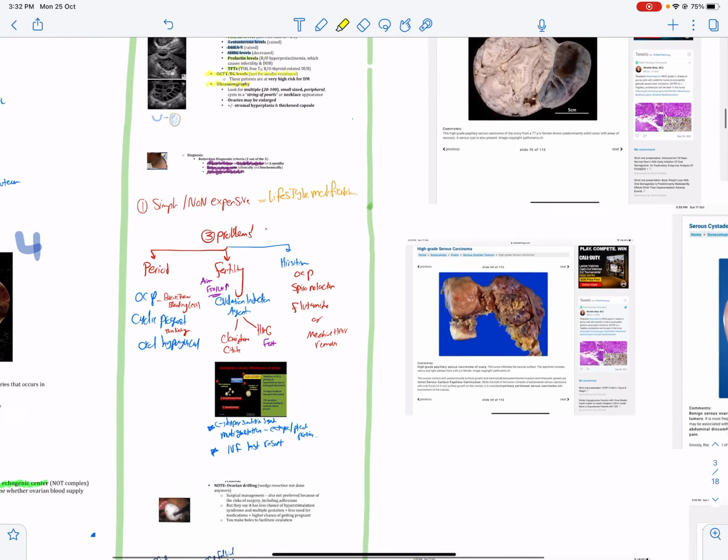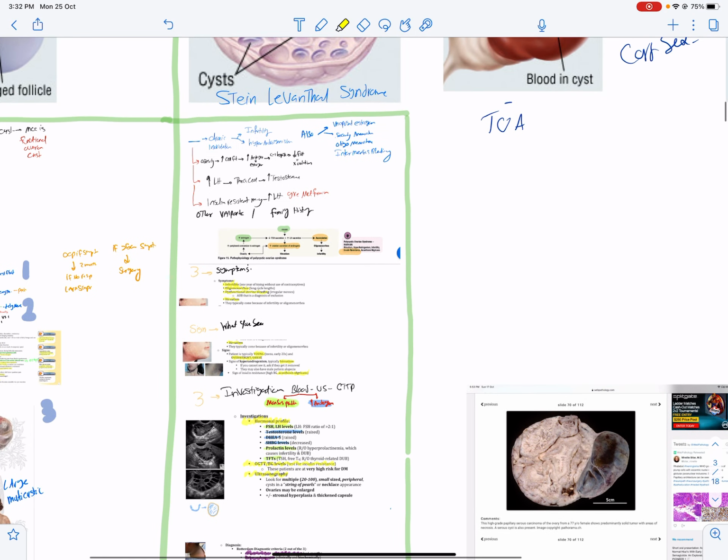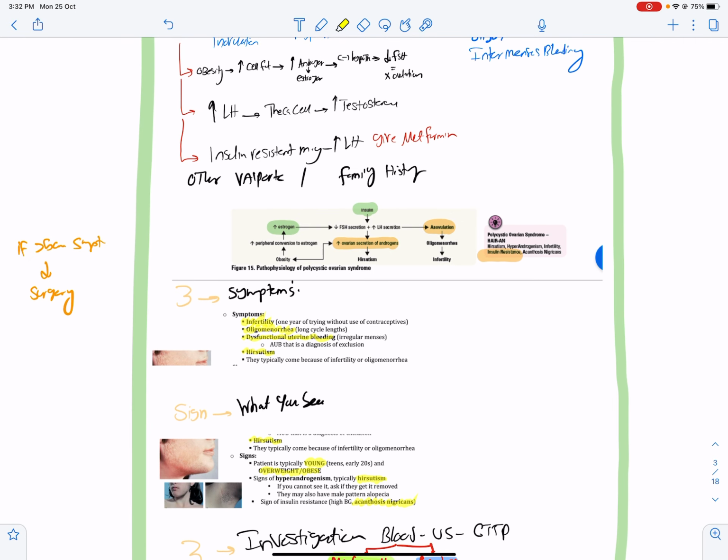Now, the second topic is about polycystic ovarian syndrome. It is very interesting because it's easy. Now, if you remember this picture, it will help you a lot. So what you will have, the FSH will be low and the LH will be high.